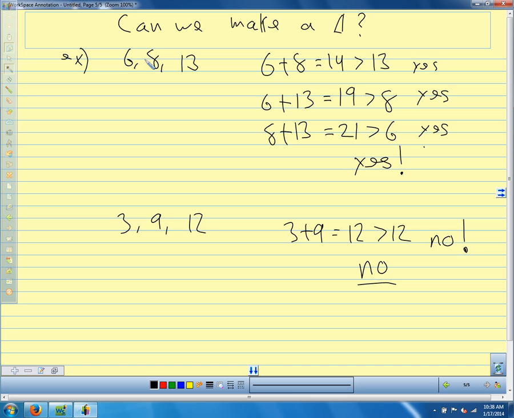So if we add the two smaller numbers together and it's bigger than the third side, then we're done. If it's equal or less, then we know that we can't make a triangle. If it's bigger, we know we can. So all we have to do is check the two shorter sides, because anything that we add to the bigger side is definitely going to be bigger than a smaller number, like we talked about at the very beginning.